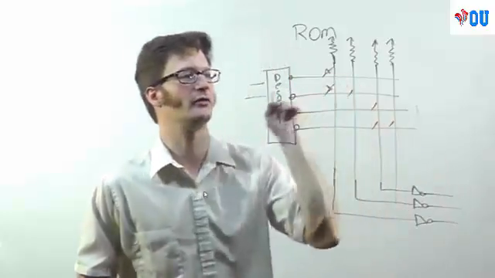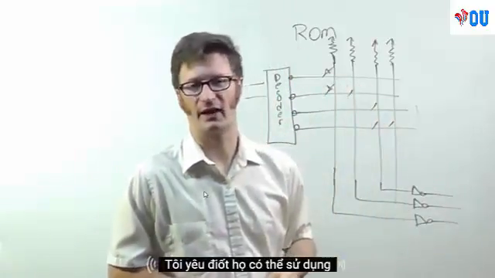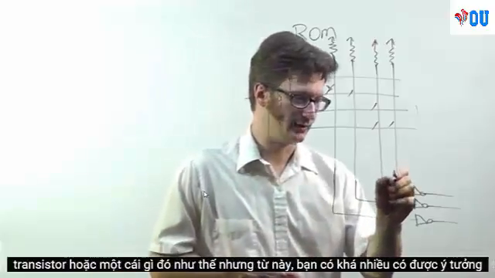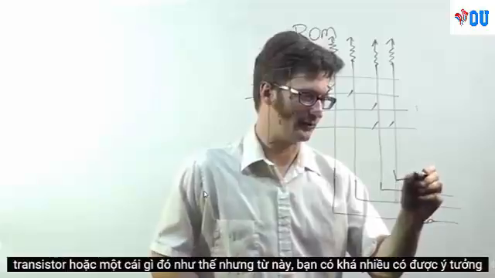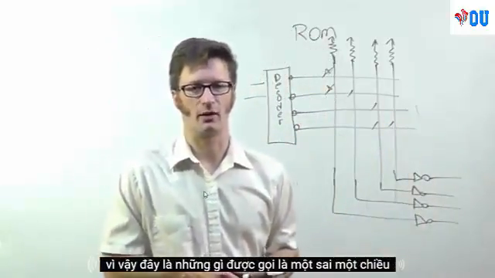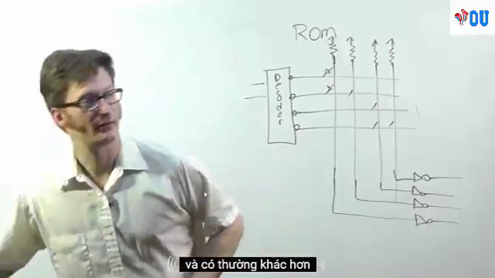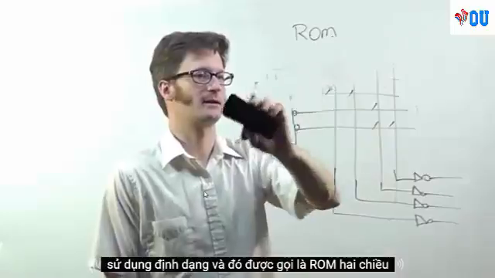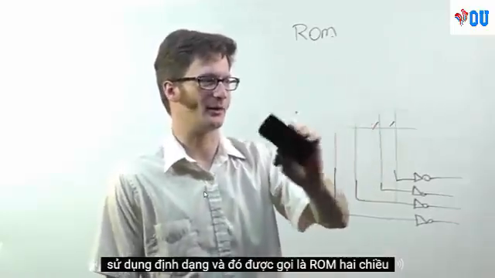Not all ROMs use diodes. They might use a transistor or something like that. But from this, you pretty much get the idea. So this is what is called a one-dimensional ROM. And there is another more commonly used format, and that is called a two-dimensional ROM.